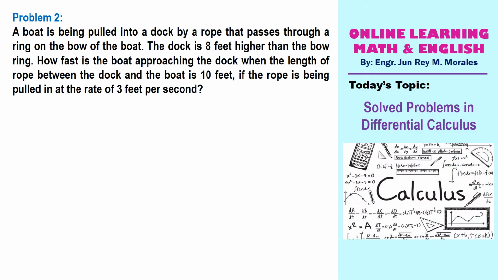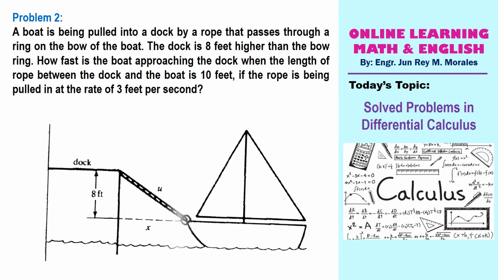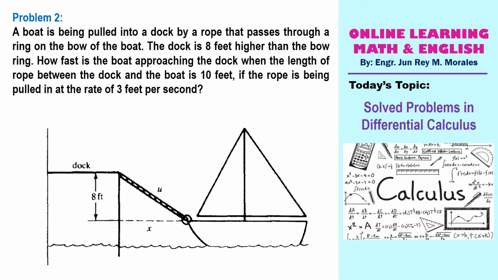Problem number 2. A boat is being pulled into a dock by a rope that passes through a ring on the bow of the boat. The dock is 8 feet higher than the bow ring. How fast is the boat approaching the dock when the length of rope between the dock and the boat is 10 feet? The rope is being pulled in at the rate of 3 feet per second.